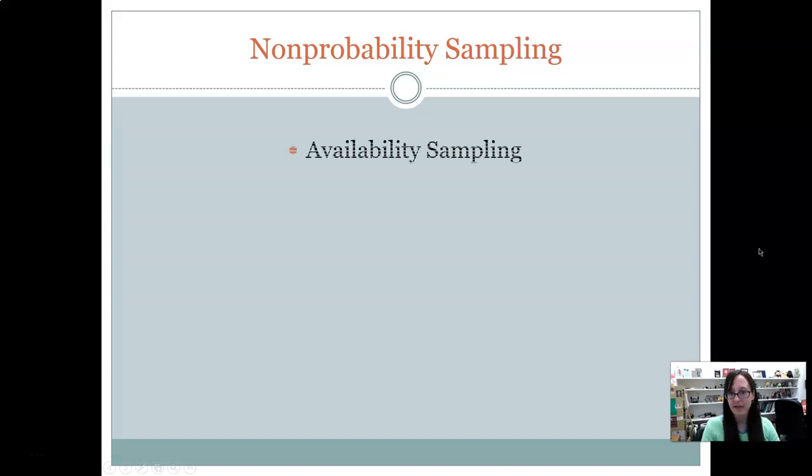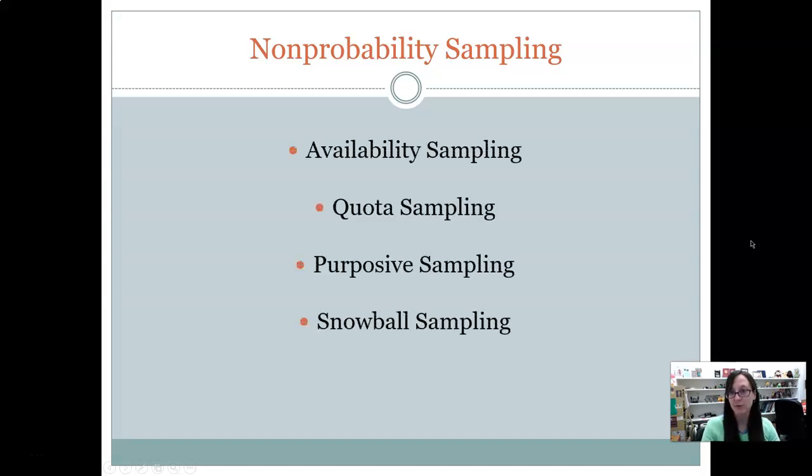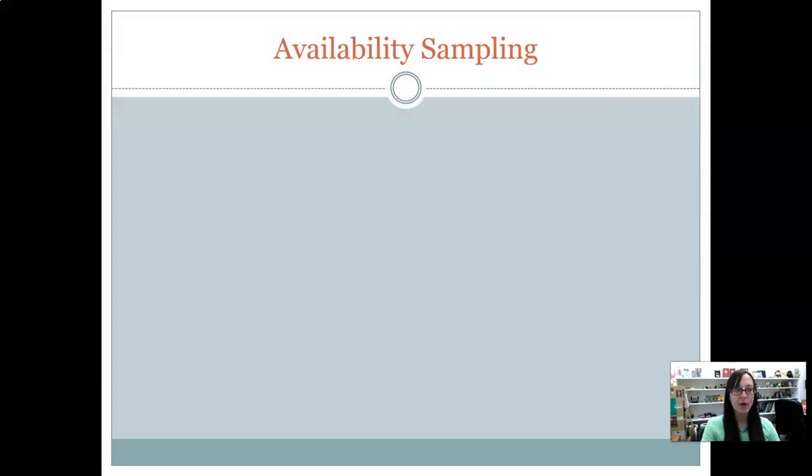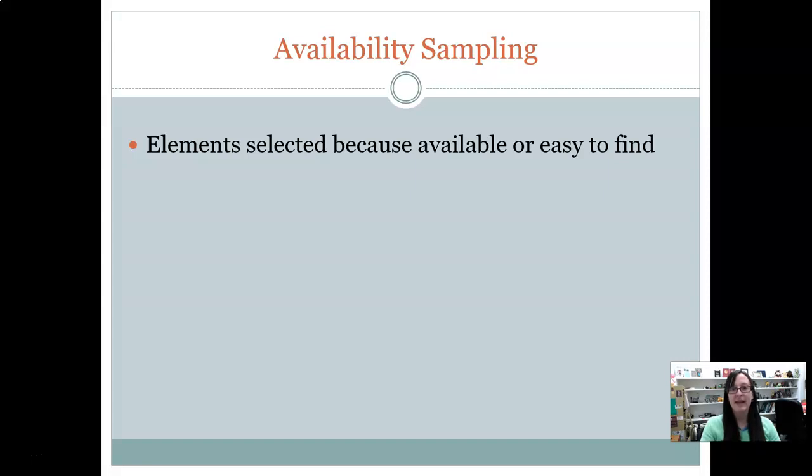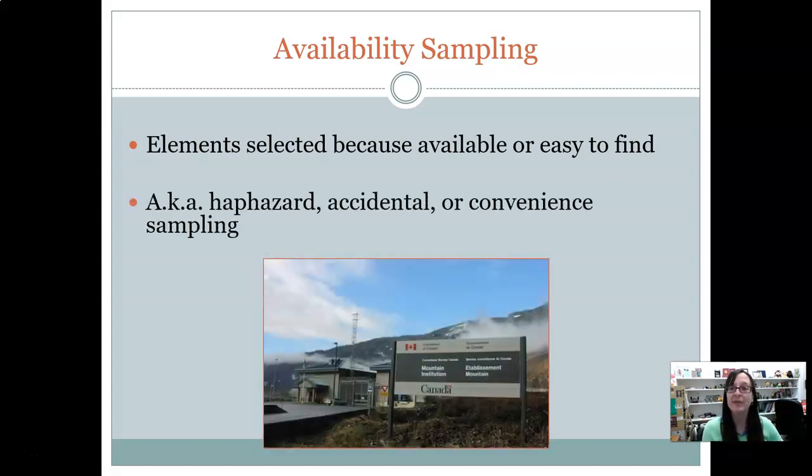There are four major types of non-probabilistic sampling methods, or non-probability sampling. And that's availability sampling, quota sampling, purposive sampling, and snowball sampling. So availability sampling is just like what it sounds like. Elements are selected because they're available or they're easy to find. This is also known as haphazard sampling, accidental sampling, or most commonly convenience sampling.